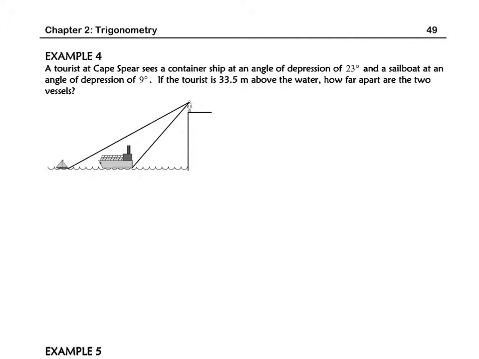Okay, example 4. A tourist at Cape Spear sees a container ship at an angle of depression of 23 degrees and a sailboat at an angle of depression of 9 degrees. So this would be your line of sight, your horizontal, from where you are taking these measurements. So you'd measure down from that horizontal. The first one, the container ship, would be 23. So this angle here to the container ship would be 23 degrees. And then to the sailboat would be 9 degrees.